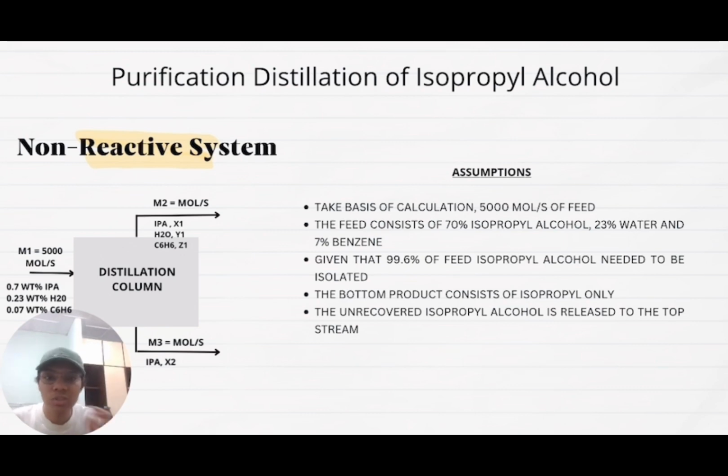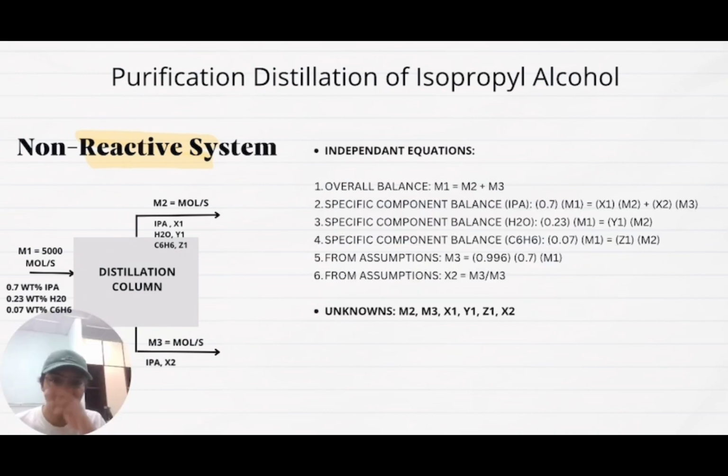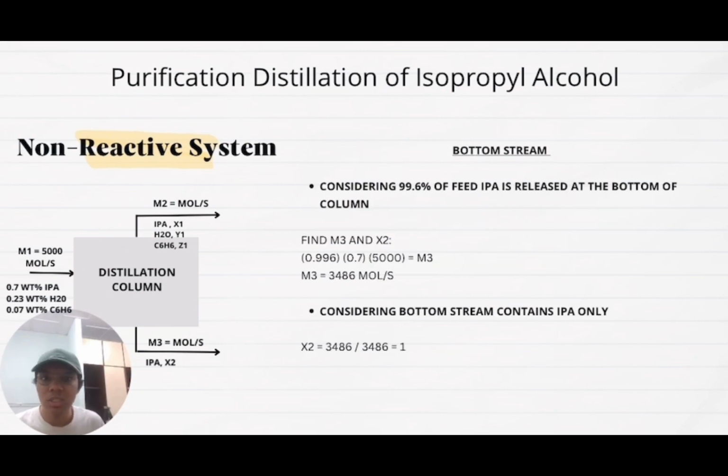Now we are also going to assume the unrecovered isopropanol is released to the top stream, so the leftover isopropanol would be at the top stream. And these are the independent equations that were created from specific component balance, overall general balance, and also from assumptions. 6 independent equations, 6 unknowns, degree of freedom analysis, 6 minus 6, 0. Perfect. So it's solvable.